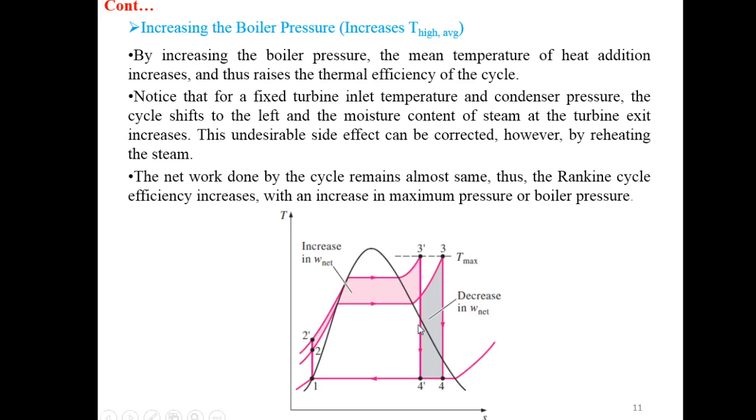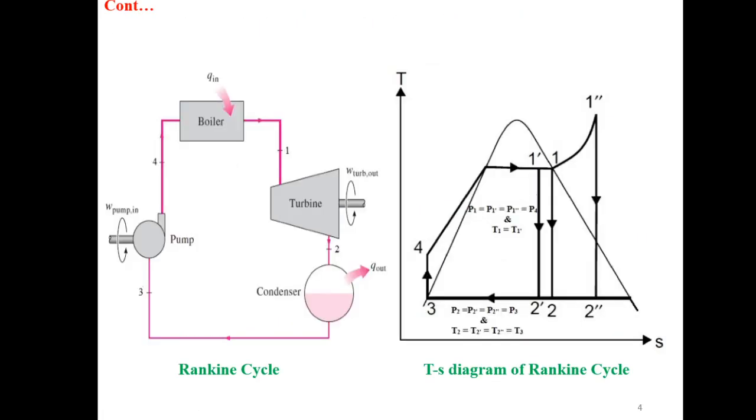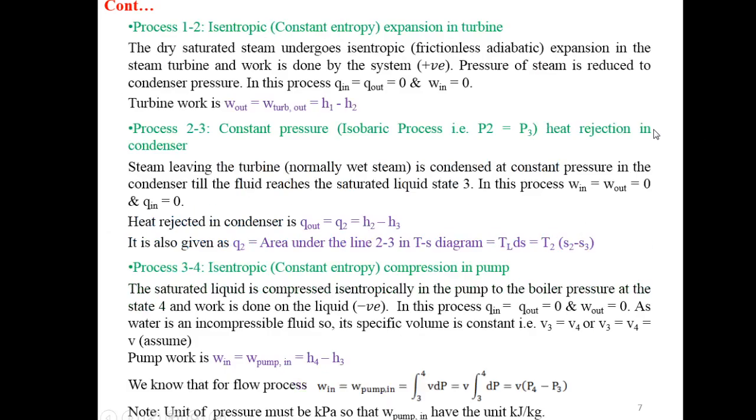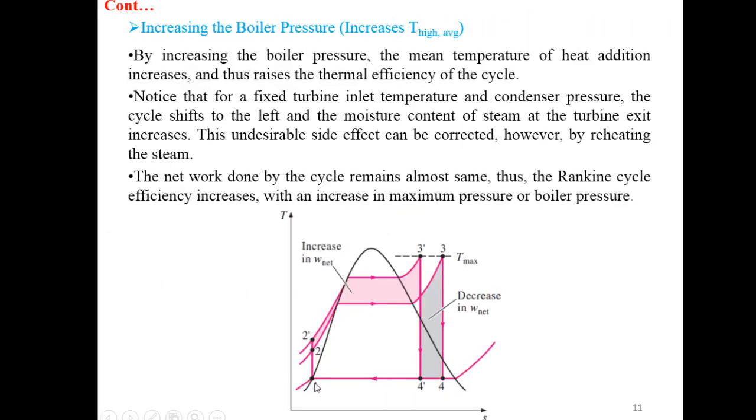So don't worry about the points. In this cycle we have taken 0.1 here, and in this cycle we are taking 0.1 here. So there is no need to be worried about this point. You can assume this point as the point number 3 also. The net work done by the cycle remains almost same. Thus, the Rankine cycle efficiency increases with an increase in boiler pressure. So you can see by shifting towards the left, here there is a decrease in the work, but here there is an increase in the work. So the net work done of the cycle will almost remain the same.